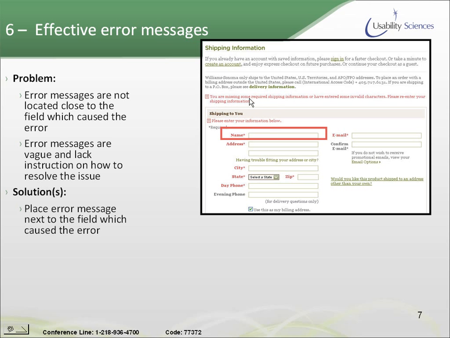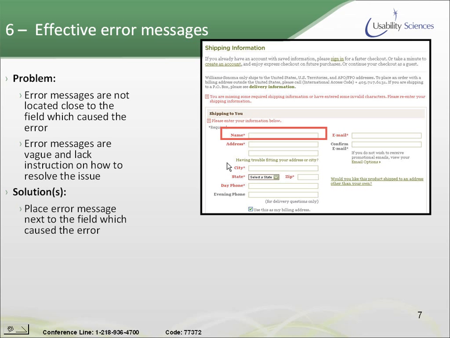Users might overlook this sentence, you're missing some required shipping information. Please re-enter your shipping information, just because it's preceded by 2 slightly big paragraphs on the page. And they're really just concerned at this point with filling out the form so they can get their item from Williams Sonoma.